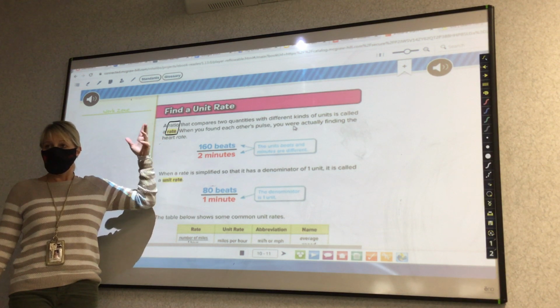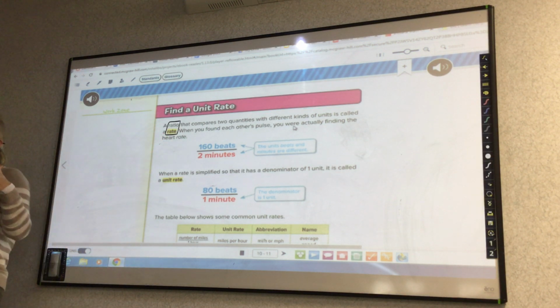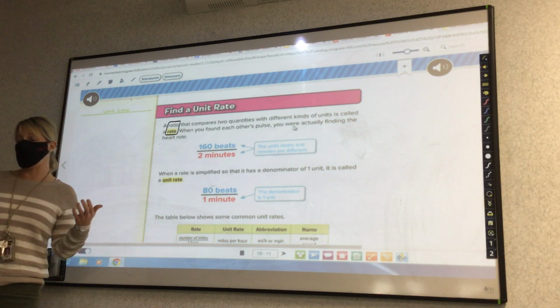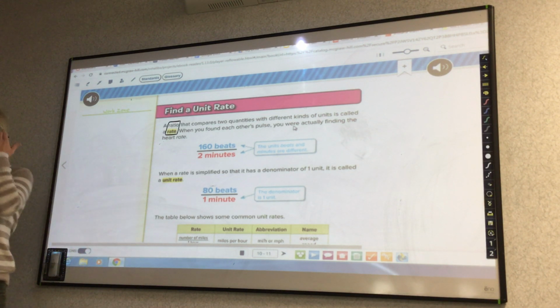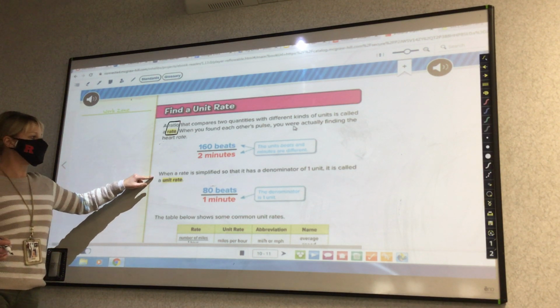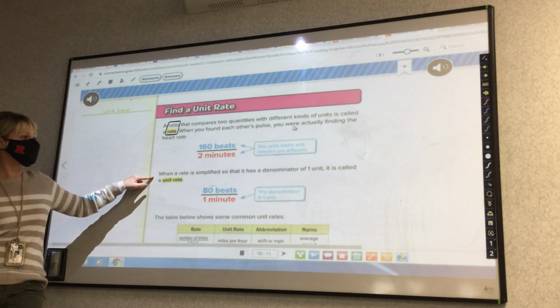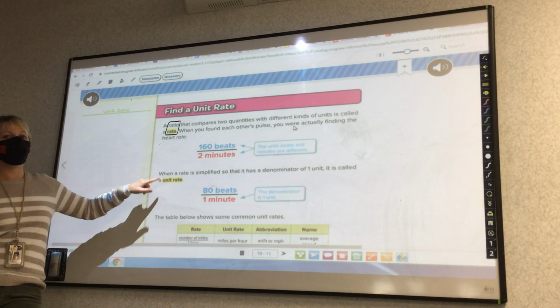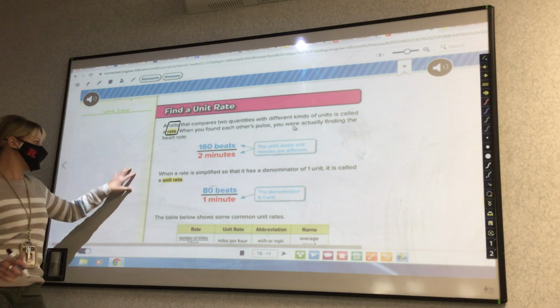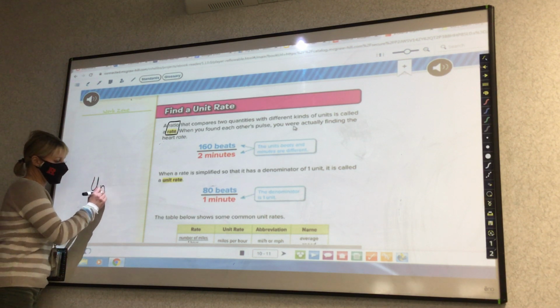Okay, and it's because it was a ratio of two items, but it became the word rate because you're not measuring the same type of thing. Okay? Just like we've been doing on our bell work. We've been doing miles per hour, right? Cost per pound. So when a rate is simplified so that the denominator is 1, it is called a unit rate. Over here, you're going to write unit.